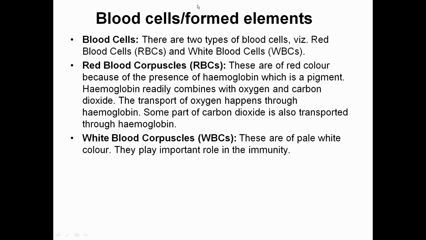Now we have to discuss about blood cells. Blood cells are also referred as formed elements. Basically in blood we have two types of cells, that is RBC and WBC. Red blood cells are also referred as red blood corpuscles. These are red in color because of presence of hemoglobin.